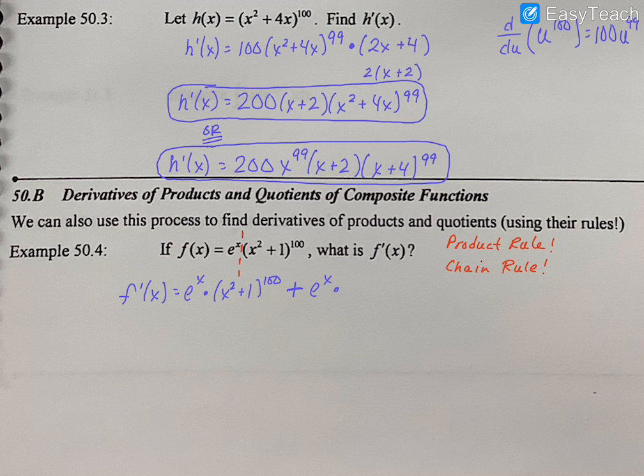And what's the derivative of something raised to the 100th? That's going to be 100 times x squared plus 1 raised to the 99th. So multiply the exponent out front, subtract 1 from the exponent of the power. Now, notice the inside was not just an x, so we're doing the derivative of the inside. So the derivative of x squared plus 1 is 2x. And so that right there was my chain rule happening. Derivative of x squared plus 1 was 2x.